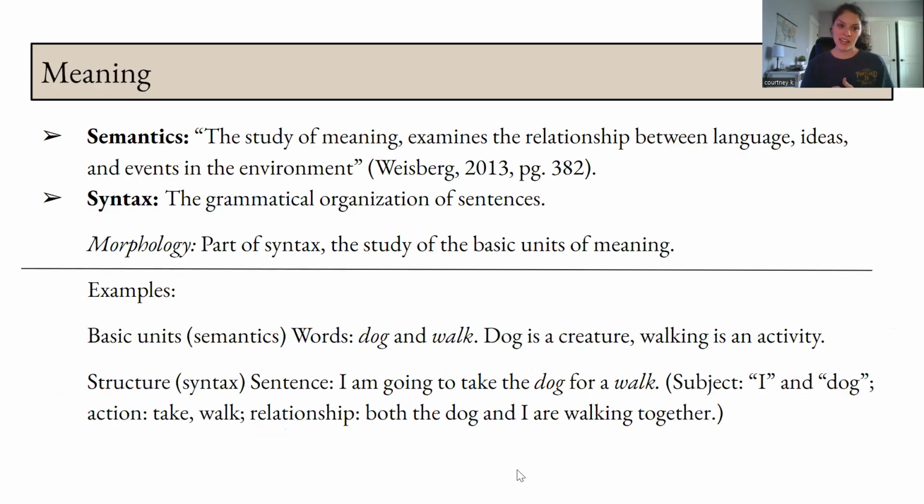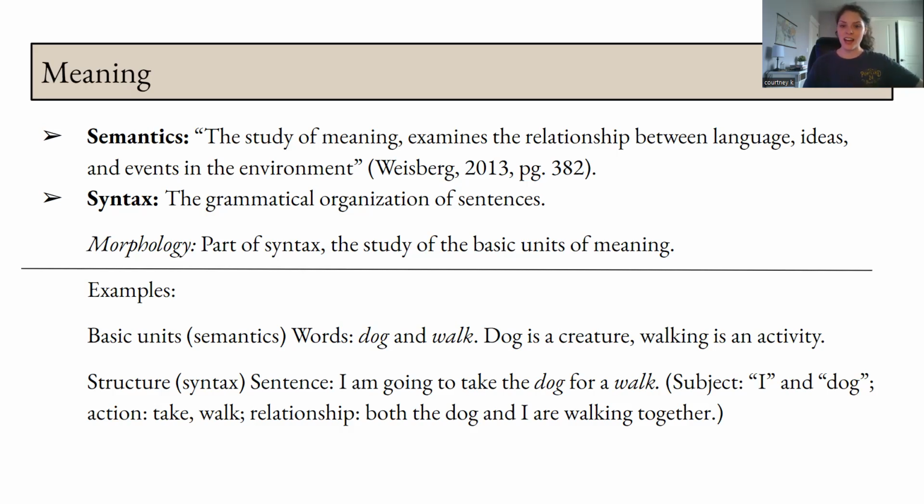And then we have meaning, which is made up of semantics and syntax. So semantics is the study of meaning, examines the relationship between language, ideas, and events in the environment. And then syntax is the grammatical organization of sentences. So, and part of that is also morphology, which I talked about in the last slide, but it carries over, it connects.